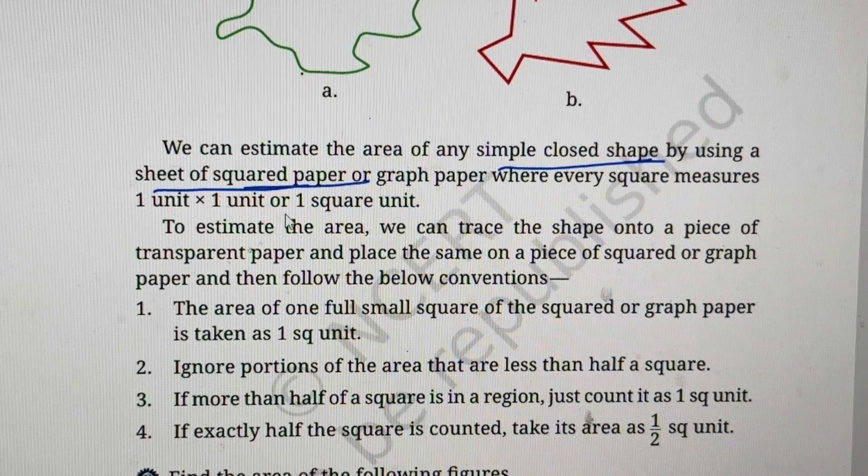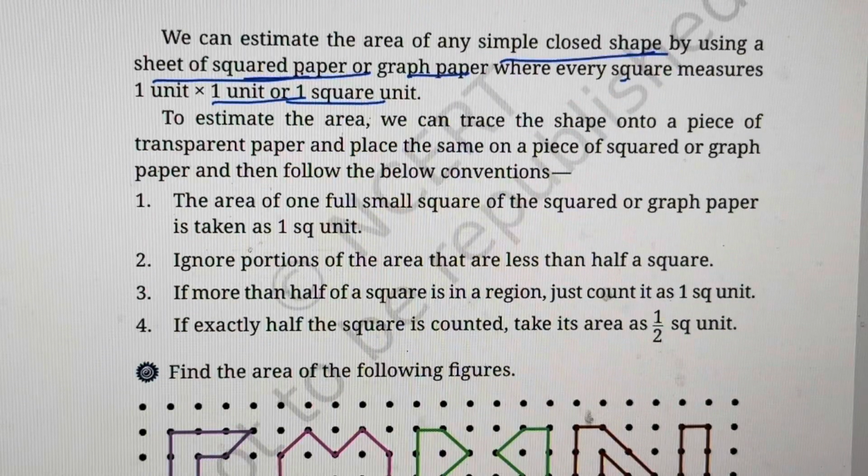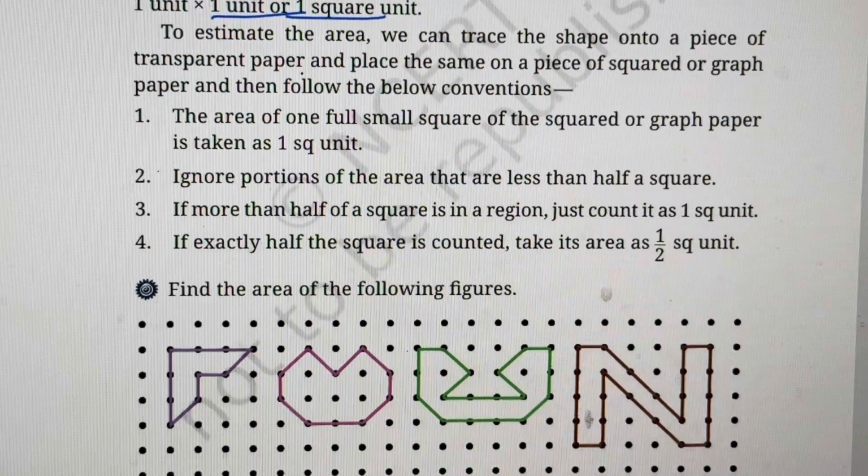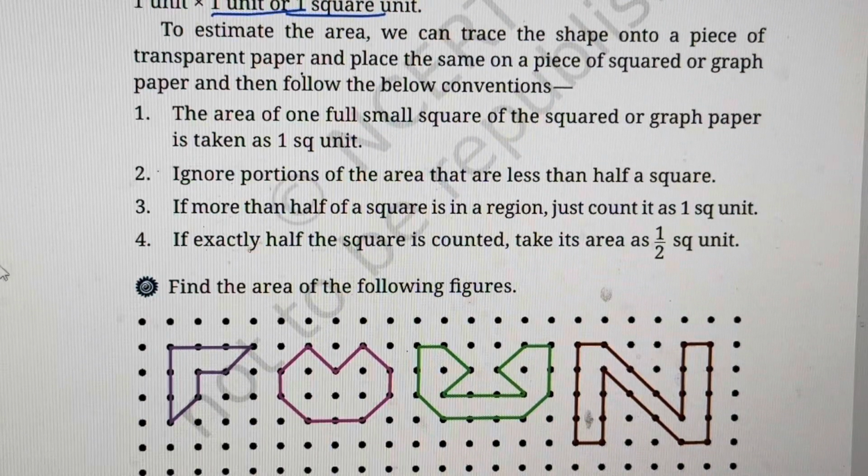Squared paper, or the graph sheet, where every square measures 1 by 1 unit, or 1 square unit, is the area of each square. To estimate the area, we can trace these shapes on a transparent sheet of paper, and then place them on the square sheet, and then we count the squares. Now there are some rules to count squares for any irregular shape. So what is the rule here?